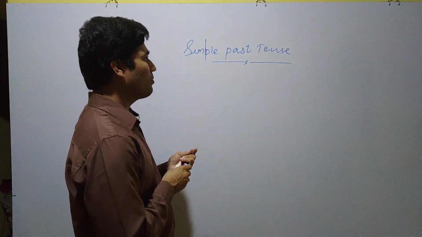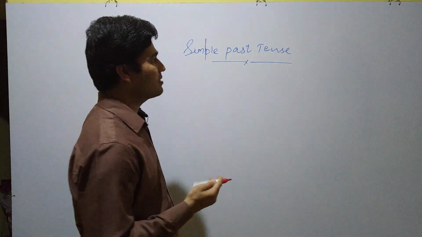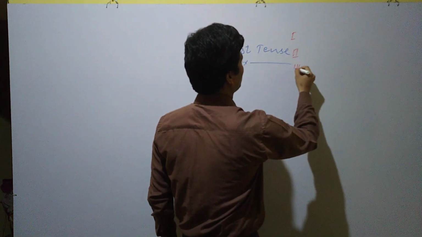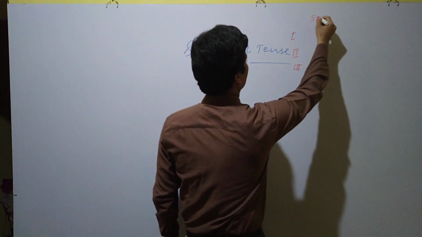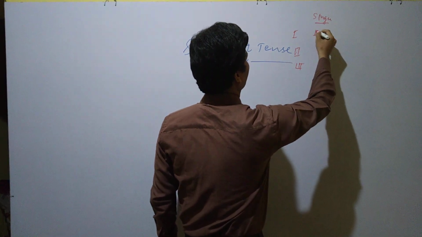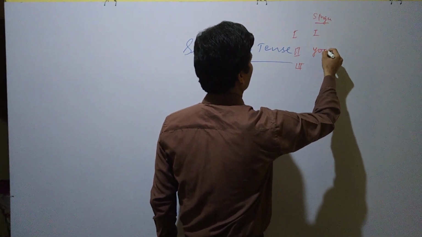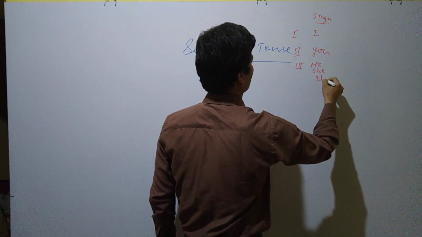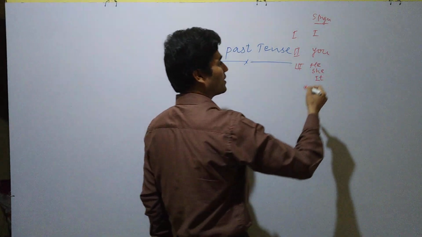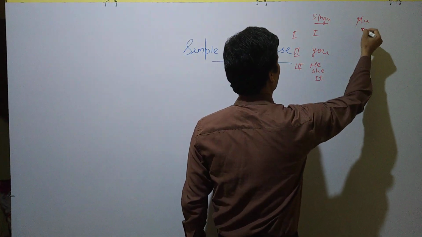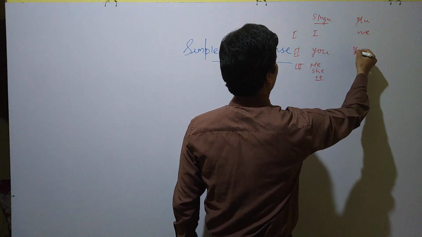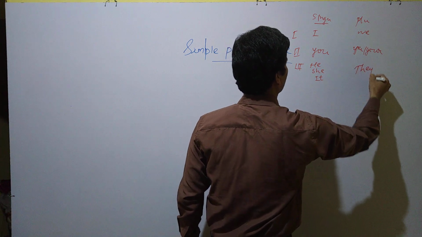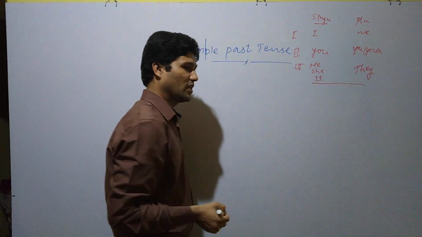First of all, we know about different subjects. We have first person subject, second person subject and third person subject. First person subject in singular number is I. Then second person singular is you, and third person is he, she and it. These are your singular subjects. In plural we have we, you, and they. These are our different types of subject.